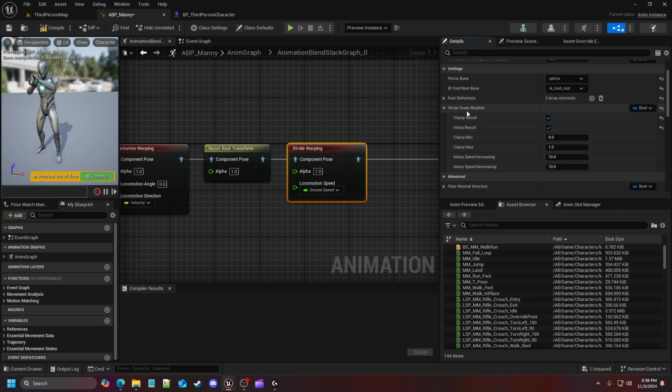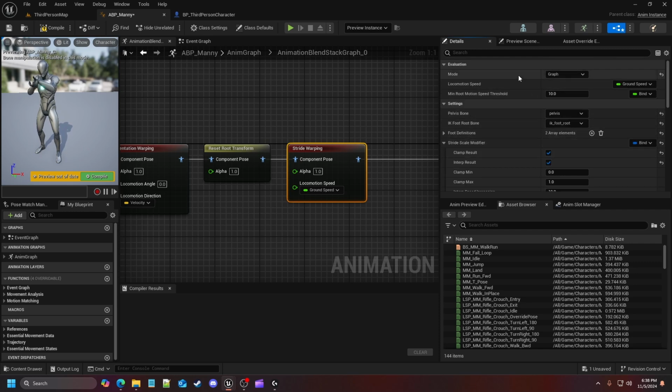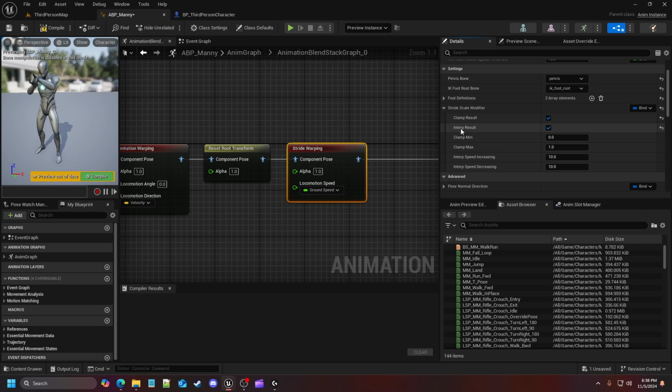Then we have the stride scale modifiers. What this does is it controls how the stride length is scaled. So we have a clamp result, and in the first 60 minutes, they have both of these set as true, right? So the clamp result is set to true to ensure that the stride scale stays within the specified limits that we've set up here. Then the interp result, or our interpolation result, not the speed, this is set to true so that it enables interpolation for smooth transitions and stride adjustments. So this is actually very important.